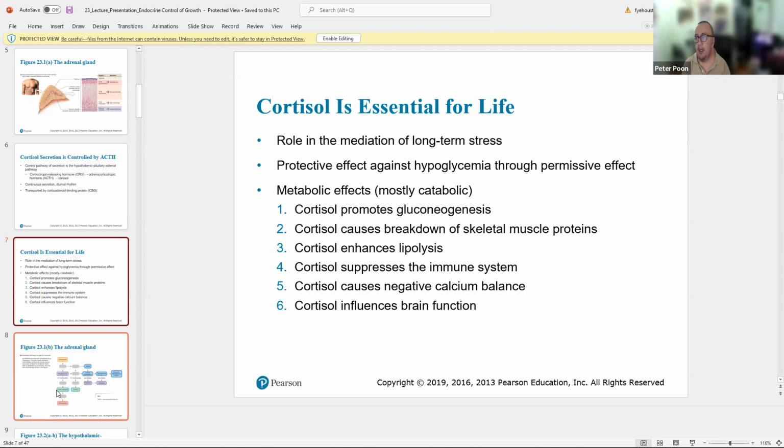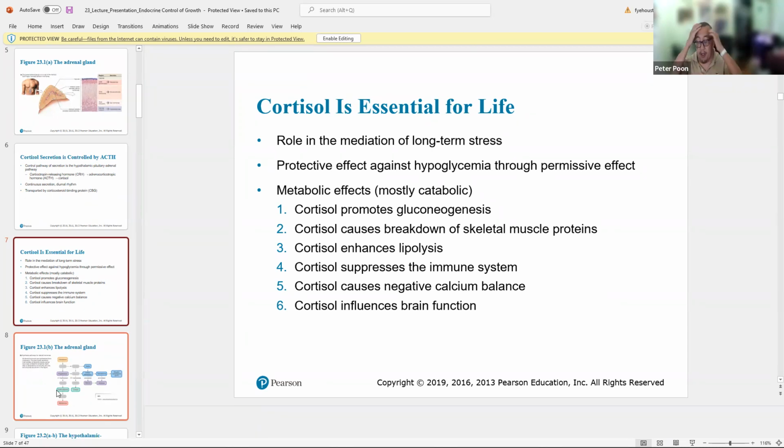The metabolic effects are mostly catabolic, so they mostly involve breaking down of things. Cortisol promotes gluconeogenesis, the formation of new molecules of glucose. It causes breakdown of skeletal muscle proteins for, again, more glucose, more energy in the blood. It enhances lipolysis, which is the breakdown of fat. Cortisol suppresses the immune system and causes negative calcium balance.